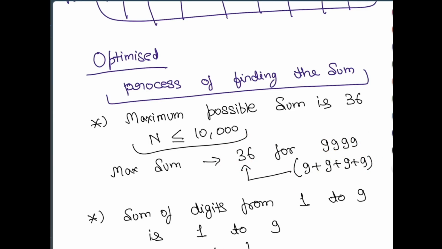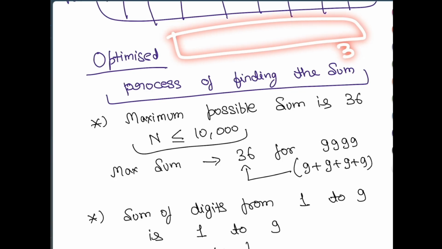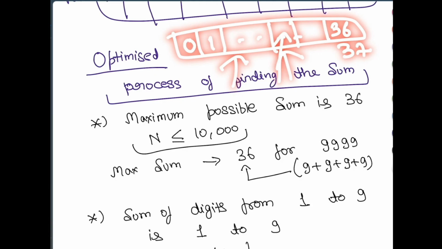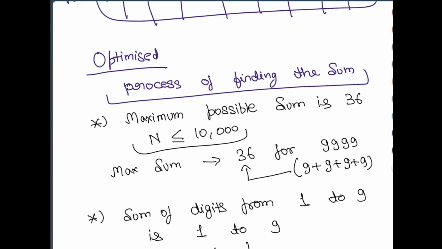So what we can do is create an array of size 37. That's because arrays are 0 indexed, right? So 0, 1 till index number 36. And whenever we are finding the sum of digits of a particular number, we are going to increase the count of that index. Every index is just representing the sum which is possible, and we know that the sum is not going to be more than 36. Now how can we find the sum?